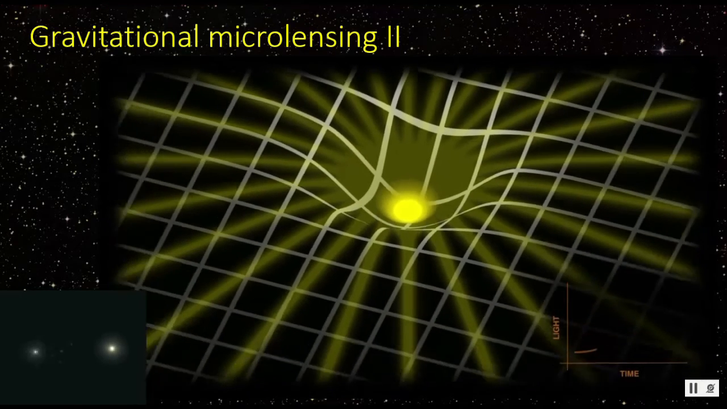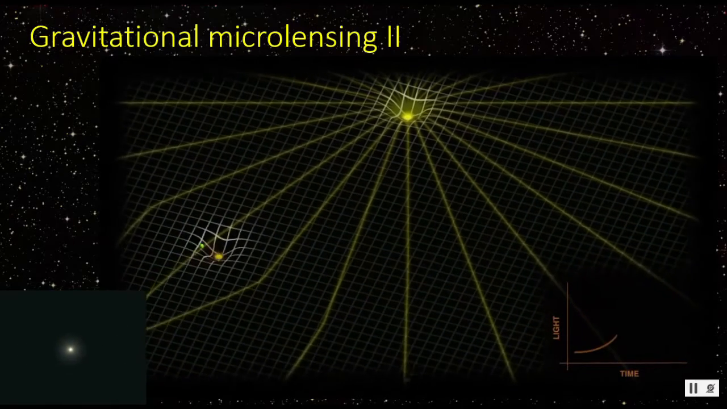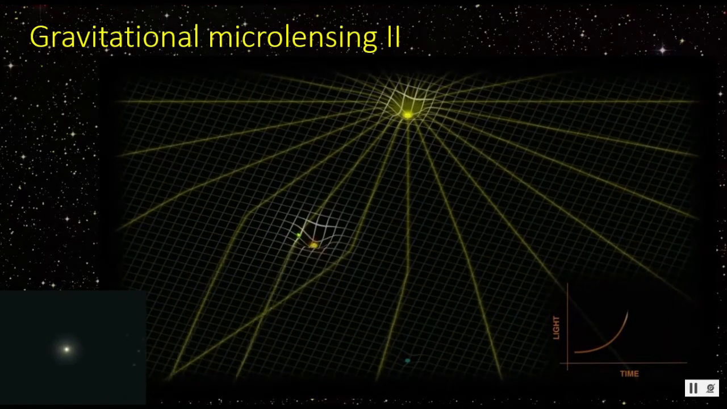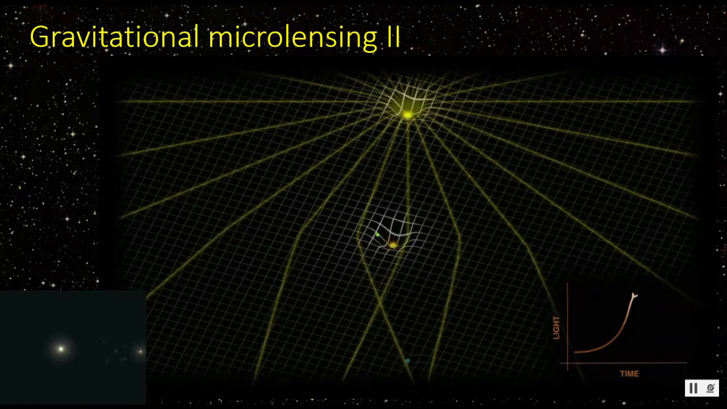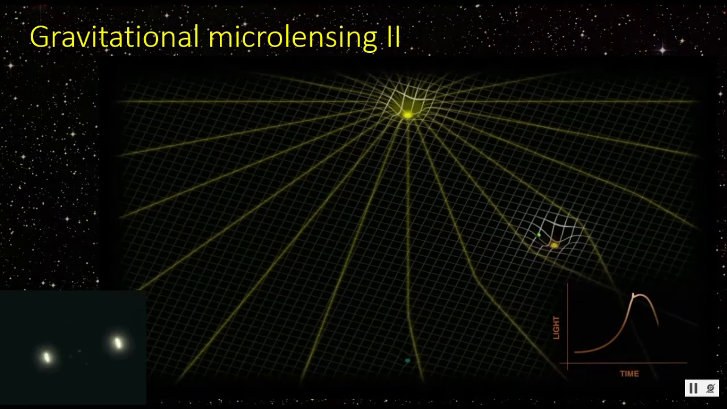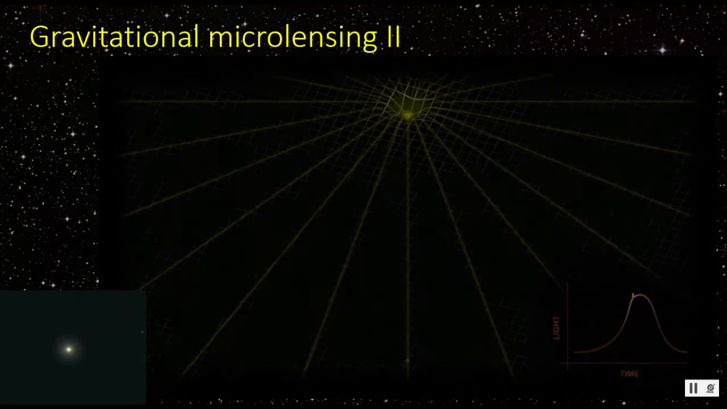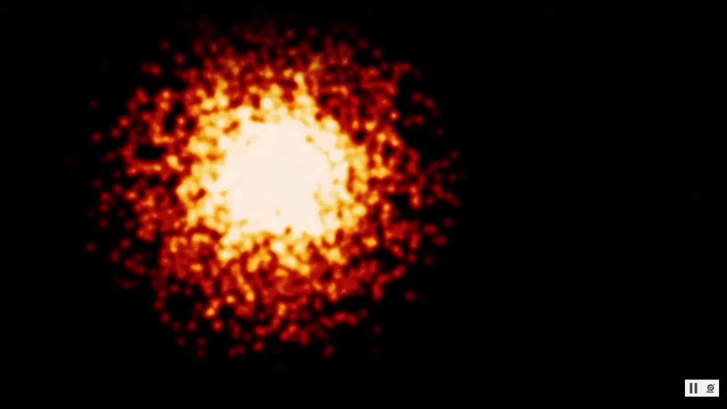But how does this help us find exoplanets? Let us see this graphic here. Here we can see there is a system with a star and a planet. As it moves across the horizon, it focuses the light onto us, the observer. However, we can see there is a brief blip of light from the planet's lensing action. Using this, we can find exoplanets.